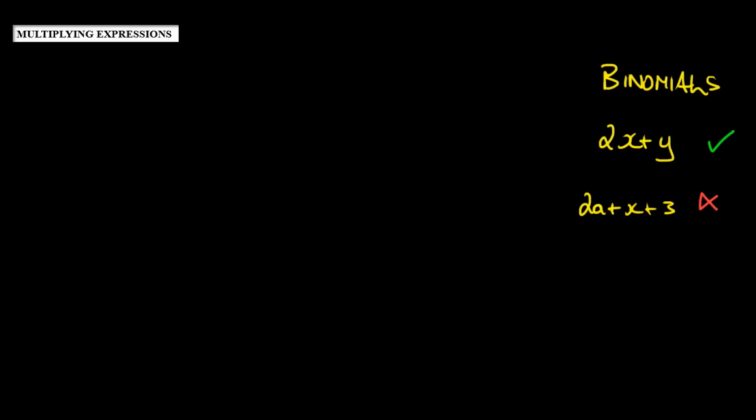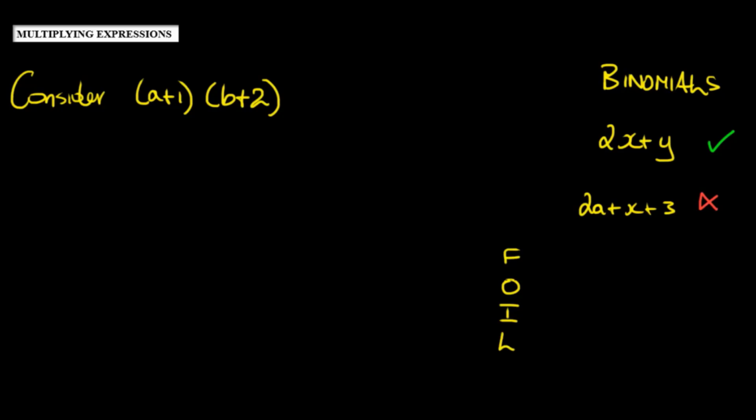Now, we can multiply all of the terms by each other. So let's consider two binomials. Let's say we were multiplying something like a plus 1 times b plus 2. To do this, all we need to do is to multiply all of the terms by each other. There's a little acronym that helps us to do that. Its name is FOIL. Basically what it reminds us to do is to multiply the first terms, and then the outside terms, and then the inside terms, and finally the last terms. Let's see what that looks like.